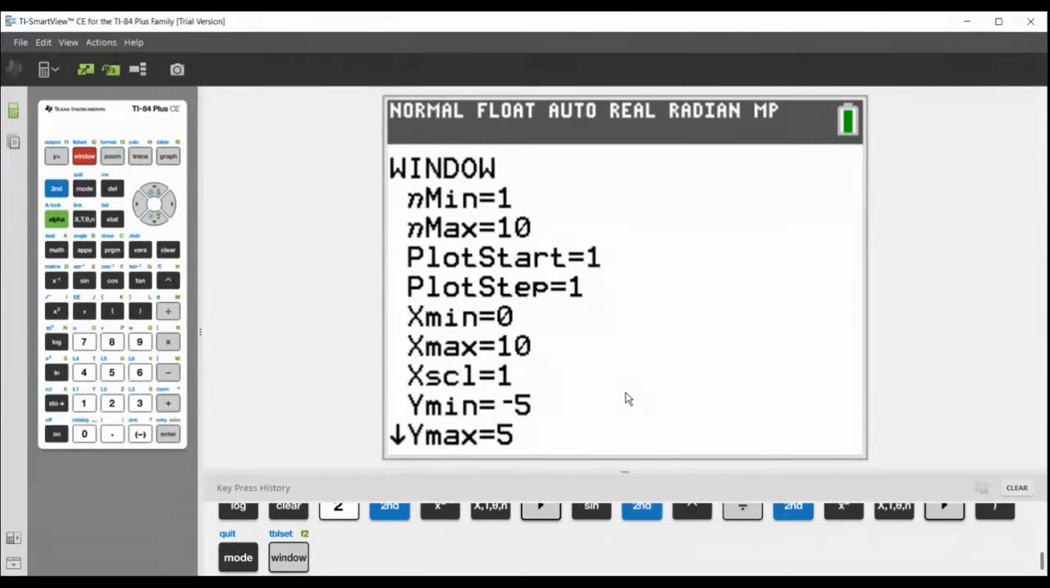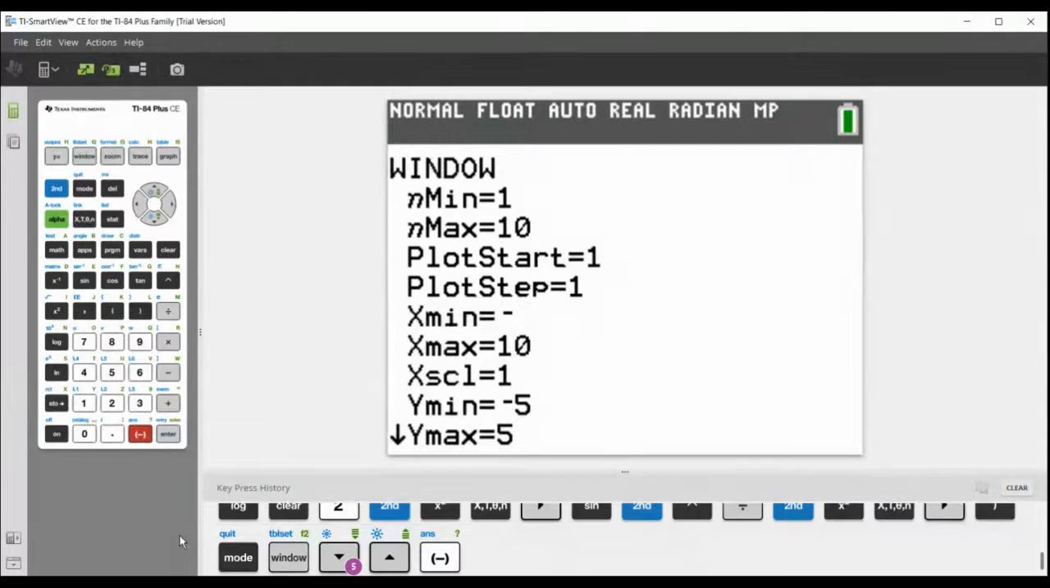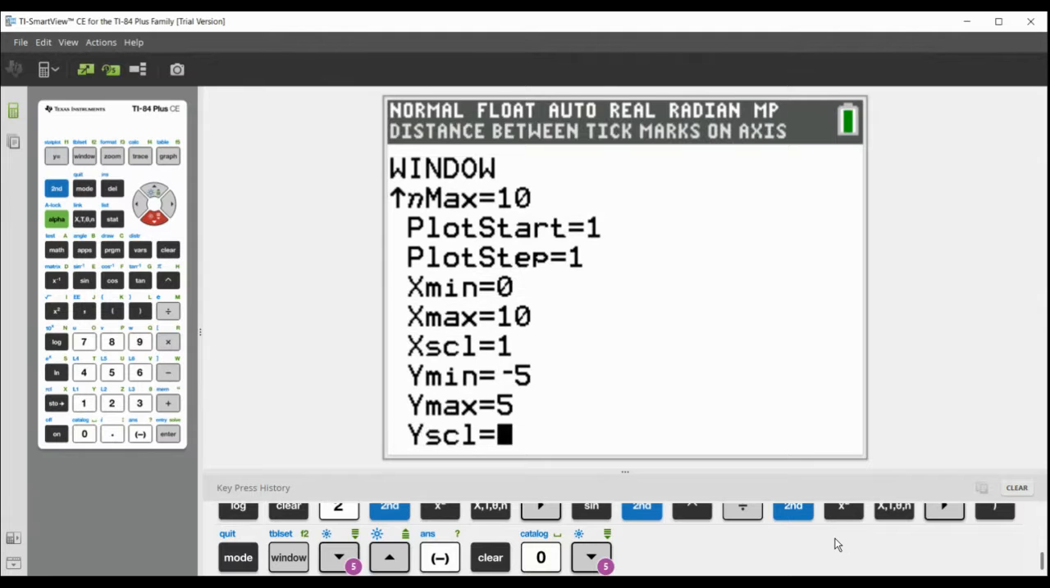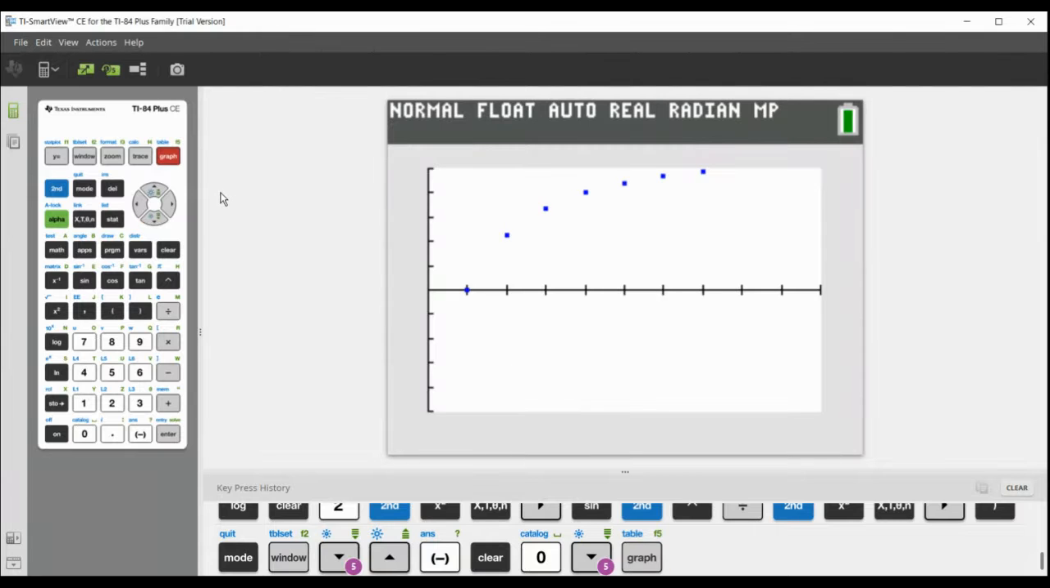I'm unsure what this is going to do. So for my window, x min I start at 0. I always like the origin to be in my graph, but I'm going to stick with these same values here. I'm going to keep the x min, x max, x scale, y min, y max, and y scale the same as you see them. And let's do a graph.